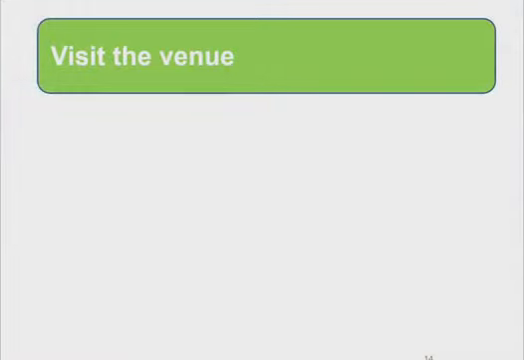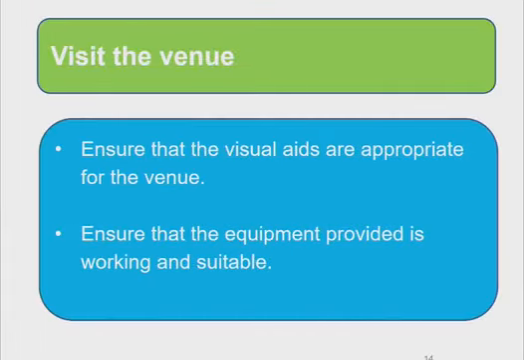Okay, then visit the venue. When you are presenting, sometimes it's a place that is unfamiliar to you. So just to know about the surroundings and everything that you need if it's there, visit the venue, ensure that visual aids are appropriate for the venue, and then also ensure that the equipment provided is working and suitable. Yeah, that is a very good point. There's nothing worse than having to do a presentation and walking into the venue with your audience can be very intimidating.